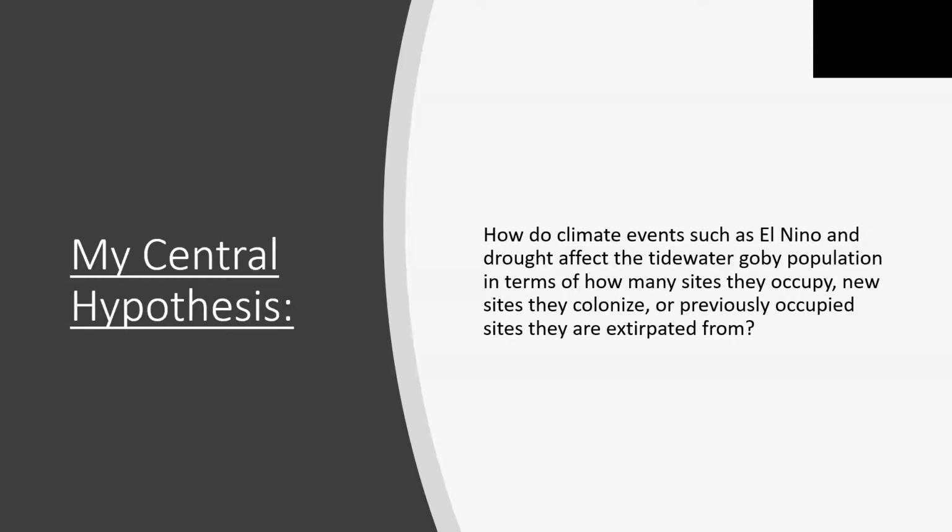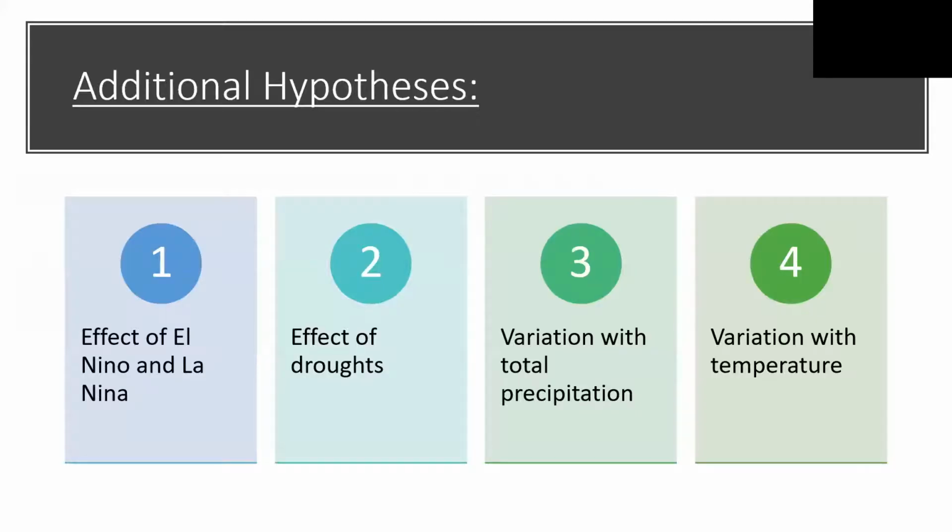The central hypothesis I will be studying is how do climate events such as El Nino and drought affect the tidewater goby population in terms of how many sites are they occupying, how many new sites have they colonized, or how many previously occupied sites have they been extirpated from. To answer this, I will be looking at population data as it relates to El Nino and La Nina events, droughts, amount of rainfall, and temperature.